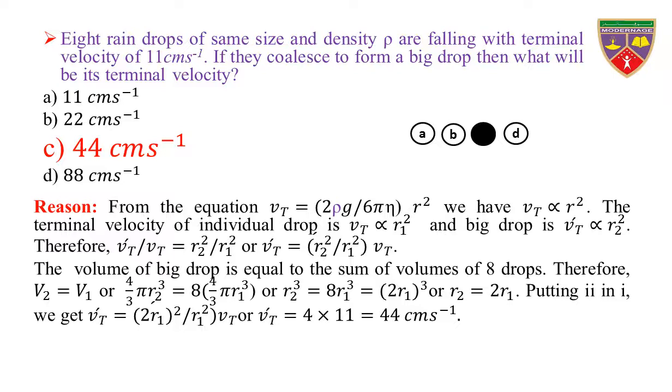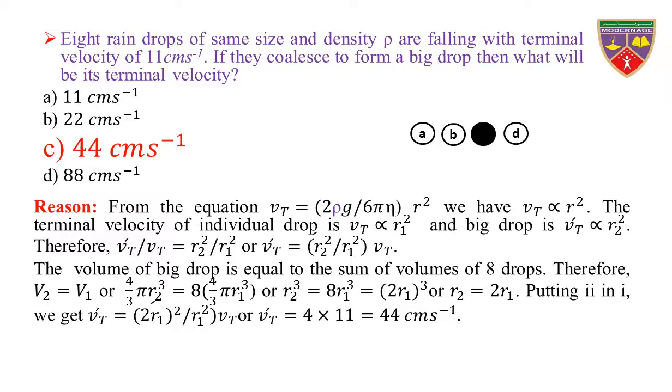The terminal velocity of individual drop is Vt proportional to r1 square, and big drop is V prime t proportional to r2 square. Therefore, V't divided by Vt is equal to R2 square divided by R1 square, or V't is equal to R2 square divided by R1 square into Vt.